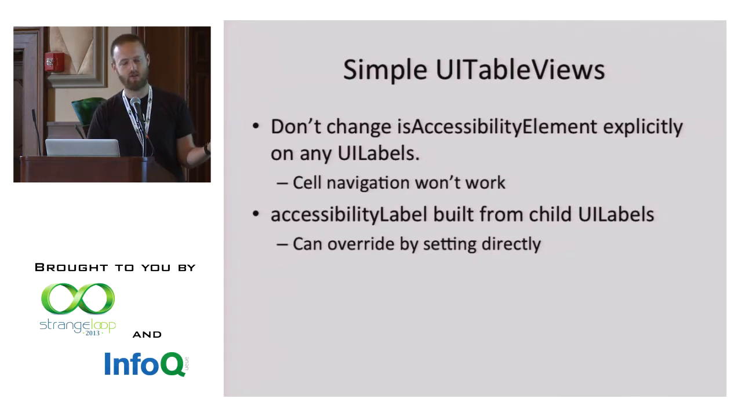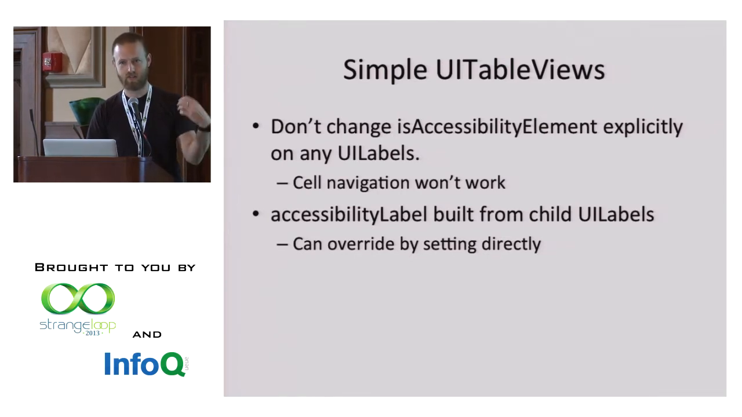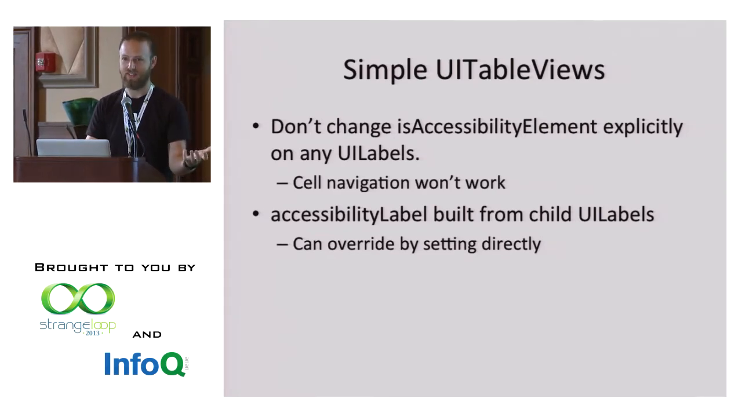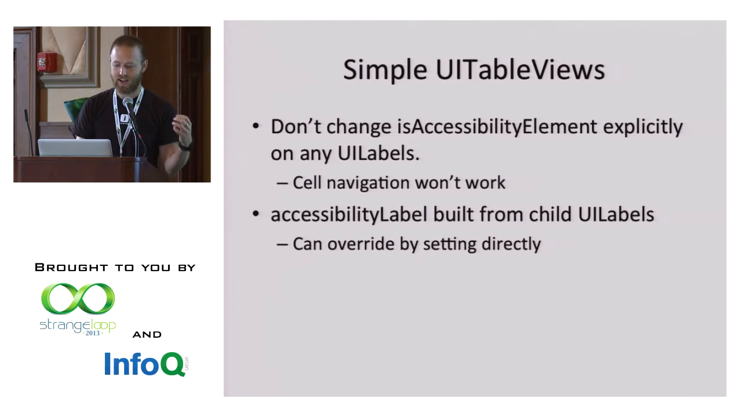Like in Mail, if you marked the subject line of an email as an accessibility element, then they'd never be able to touch the actual mail cell, and then they'd never actually be able to navigate into the mail. So that's bad. UITableViewCell actually provides very nice, sensible defaults for this. It just builds the accessibility label out of all of the child UILabels that exist within the cell. That's actually pretty nice and gives you most of the time what you actually want. But you can override this by overriding accessibilityLabel on UITableViewCell or by setting it directly if you want.